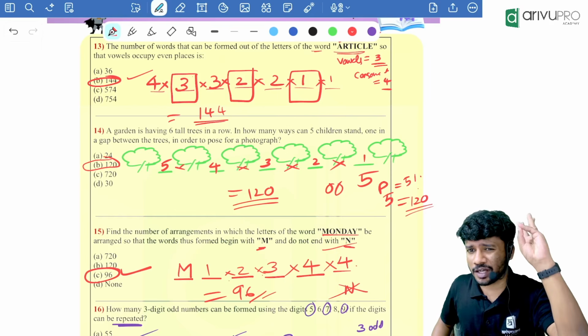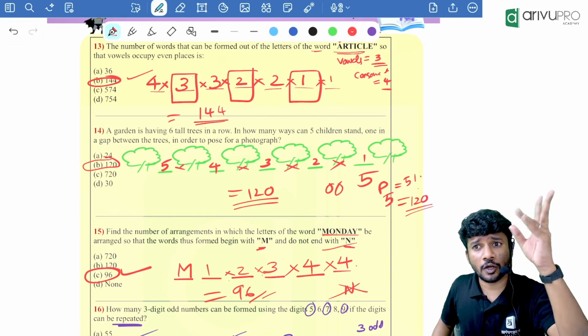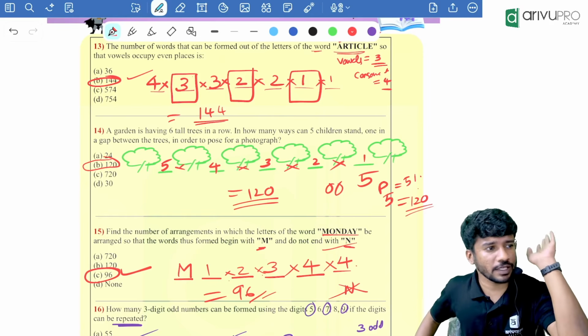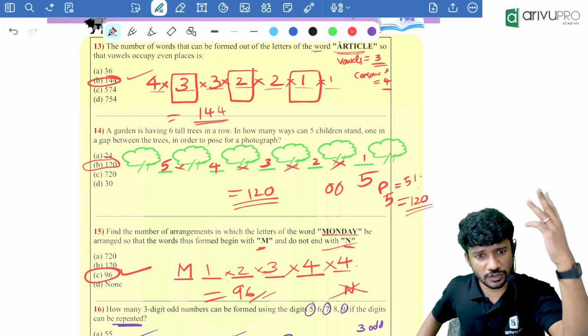Everyone try. One password based question is there. One lock and key based question is there, based on permutation. These two are a little complicated. It is there in the workbook. Anyway, we will solve it towards the end.